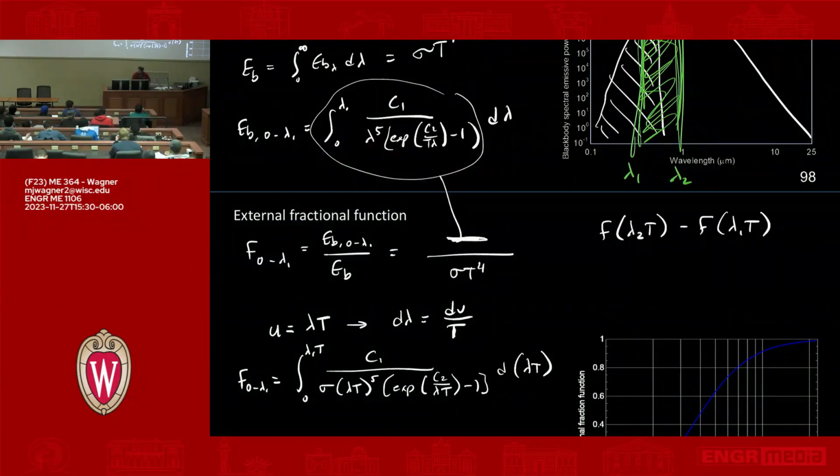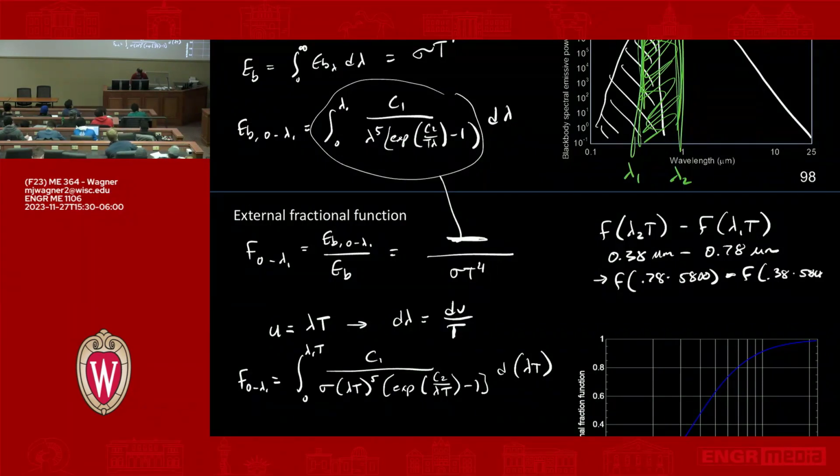It turns out the visible spectrum is about 0.38 micron up to about 0.78. And we know the temperature of the sun is 5,800 K. So I just take this and I say, I'm going to do f at 0.78 times 5800 first, minus f at 0.38 times 5800.